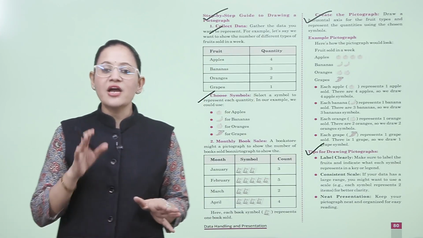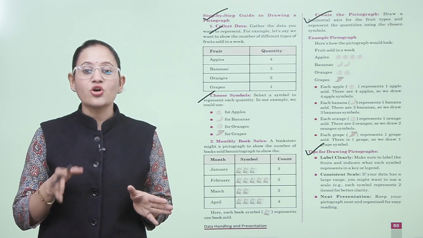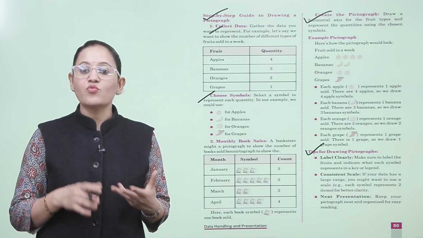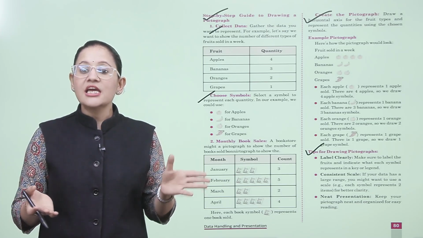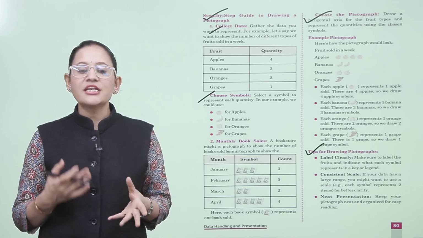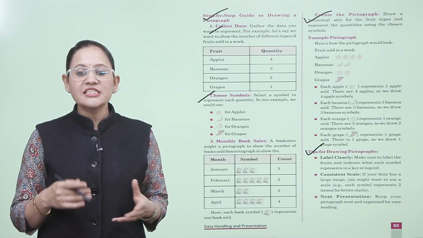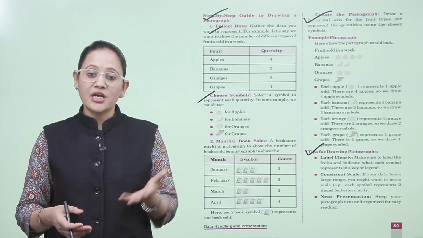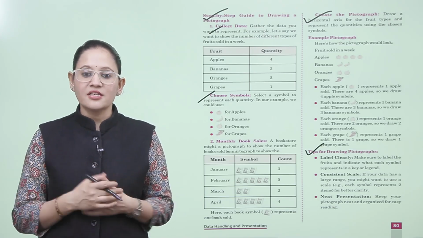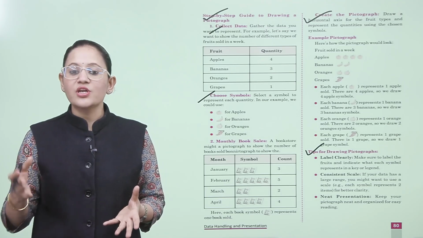So, the things we have to keep in mind while drawing a pictograph: label clearly. Make sure the label of the fruit indicates what each symbol represents in the key or legend. Consistent scale. If your data has a large range, you might want to use a scale. Each symbol represents 2 items, 4 items like this for better clarity. Neat representation. Keep your pictograph neat and organized for easy reading.